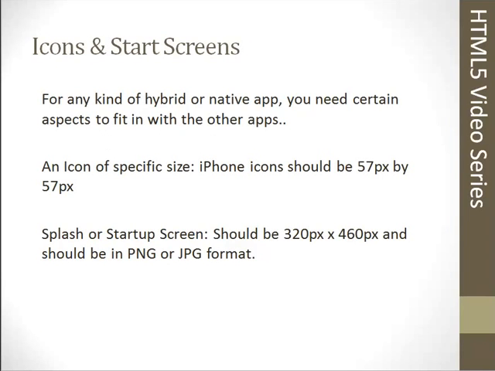So next we have icons and start screens. When you develop any kind of hybrid or native app, you need to have certain icons and start screens, and they need to be a certain size. For this, the iPhone and Android are a little different. The iPhone icons should be 57 by 57 pixels, and these would be the icons you'd see in the App Store and on the actual device. And then the splash screen or startup screen for the iPhone should be 320 by 460, and it should be in PNG or JPEG format.